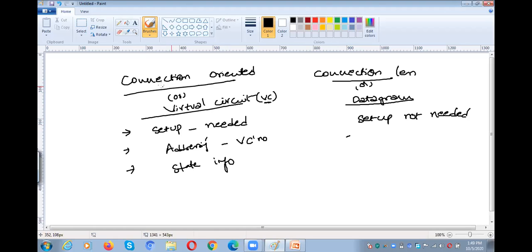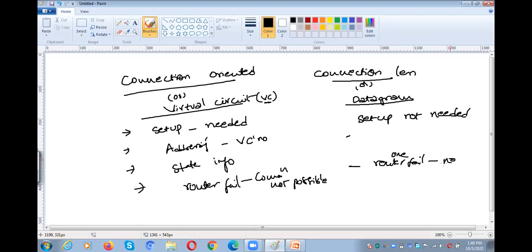And next, let me explain. All the packets follow the same direction. So if one router fails, communication is not possible. We cannot transfer the next packets. In the case of connectionless, if one router fails, no problem. We can choose another direction in order to transmit the packets.